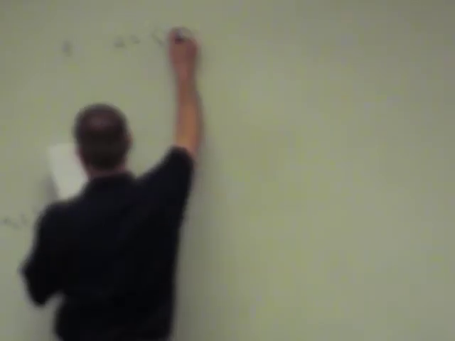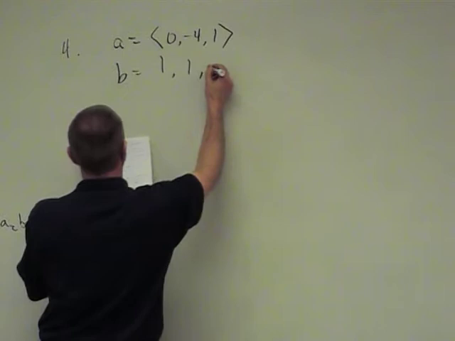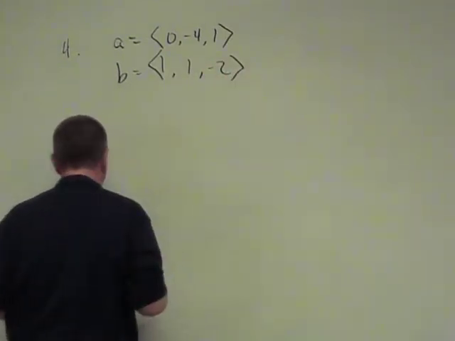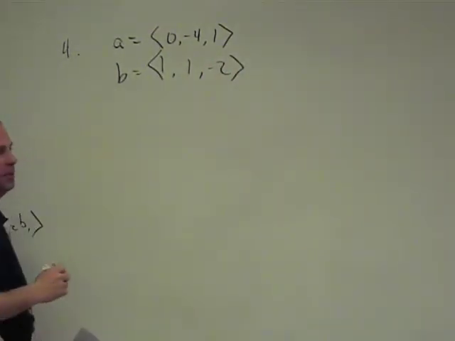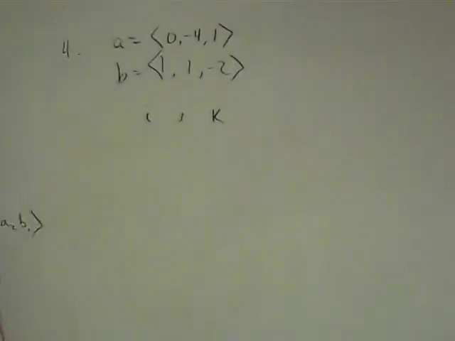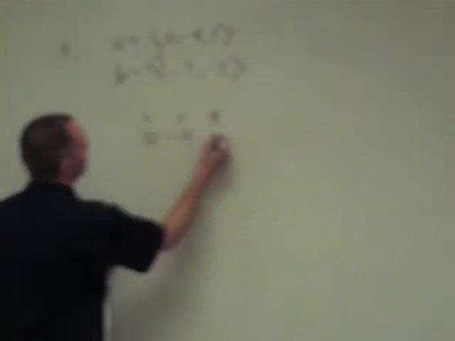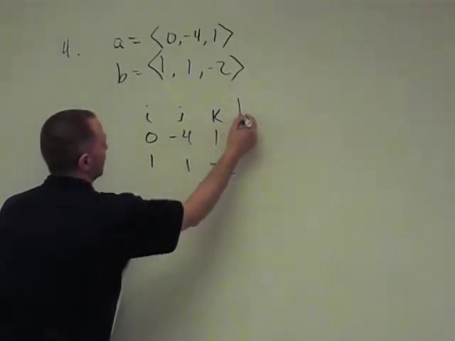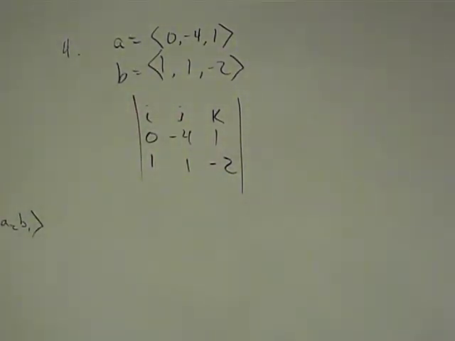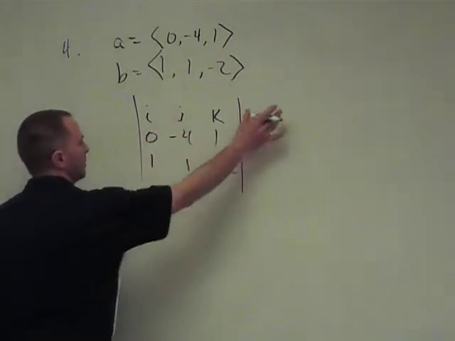Vector A is 0, negative 4, 1. Vector B is 1, 1, negative 2. Alright, so what we're going to do is set up a 3x3 matrix. It's really only going to be a 2x3, but we have i, j, and k. Those letters are the first row of your matrix. The second row is A, the third row is B. And we look at it like this. This should start to look familiar with what you're going to do. I'm going to put these 2 columns right here.